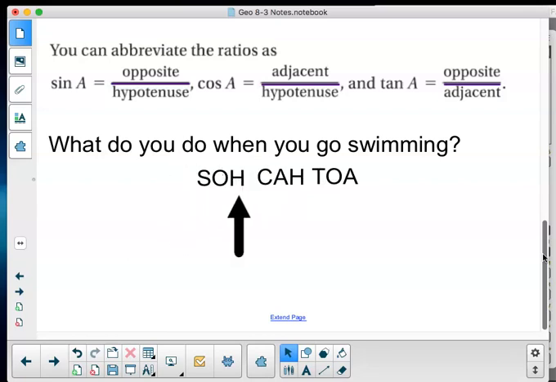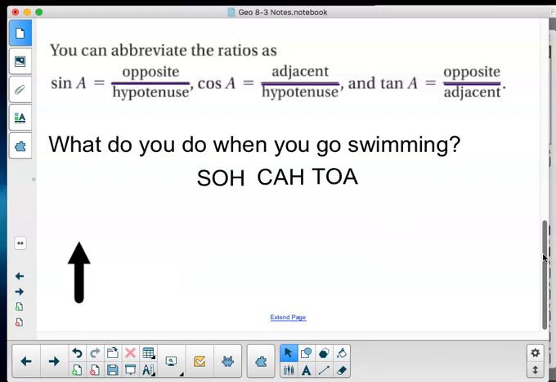Okay, this is SOH CAH TOA. This is sine, opposite over hypotenuse. This is cosine, adjacent over hypotenuse. And this is tangent, opposite over adjacent. So what do I do before I go swimming? I SOH CAH TOA. I put a foot in the water and see if it's warm or cold, to see if I've got to get ready for it. Okay, so I SOH CAH TOA. All right.